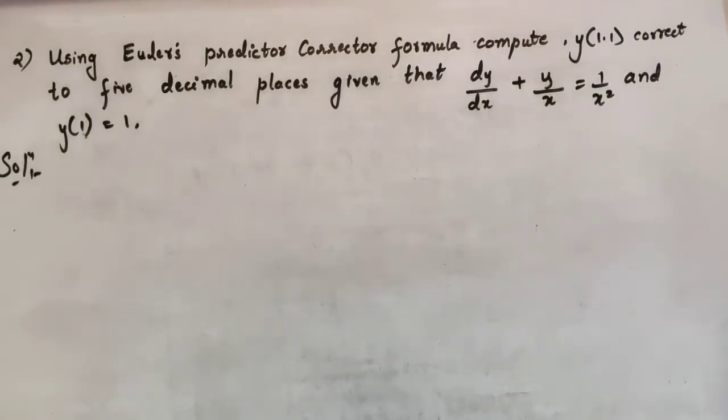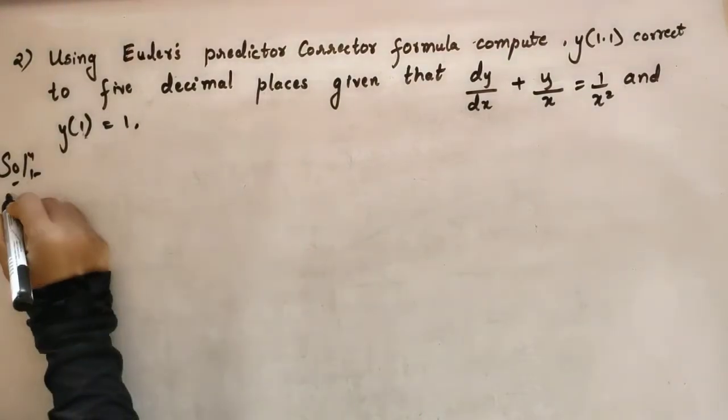Here I have come up with one more problem on Euler's predictor corrector formula. You can just read the problem here. Using Euler's predictor corrector formula, compute y of 1.1 correct to 5 decimal places given that dy by dx plus y by x is equal to 1 by x square and y of 1 is equal to 1, that is the initial condition. So let's take down the given equation and try to solve it by that method.